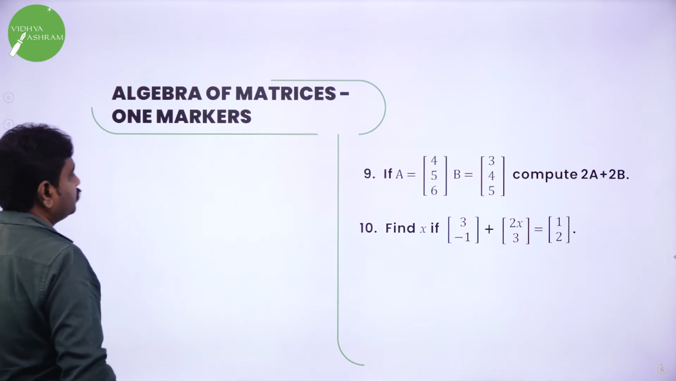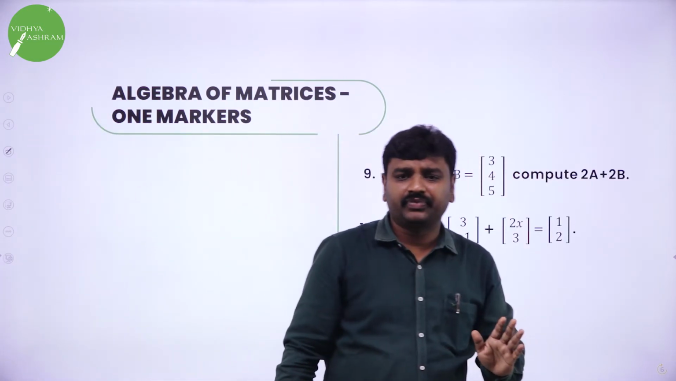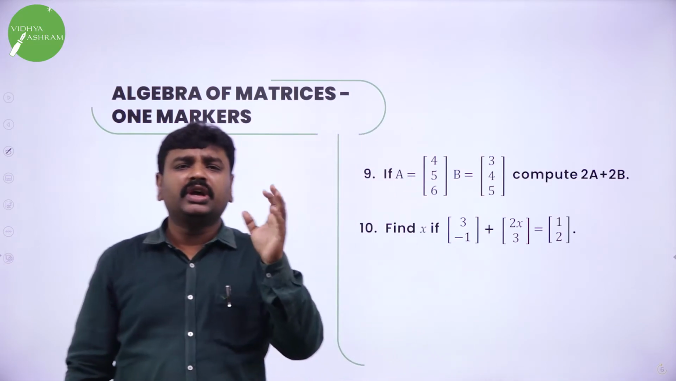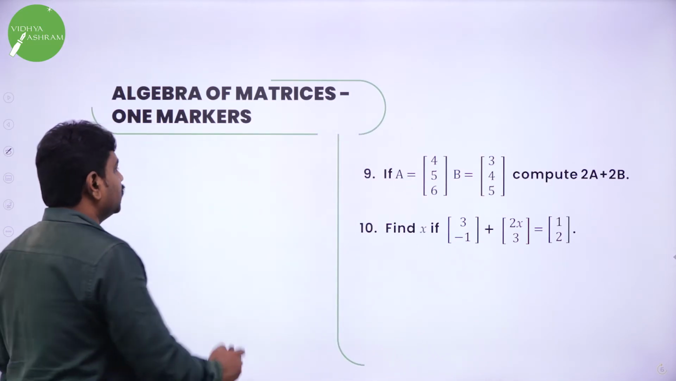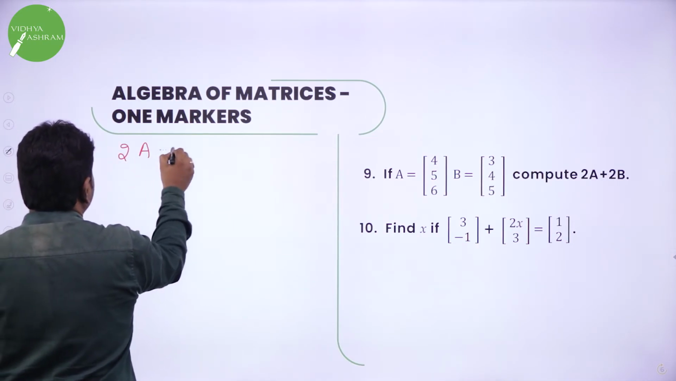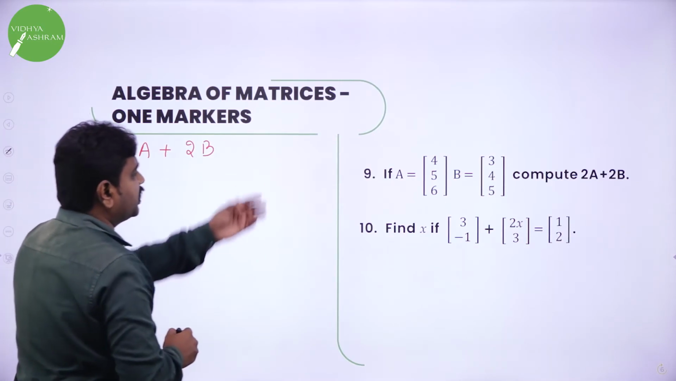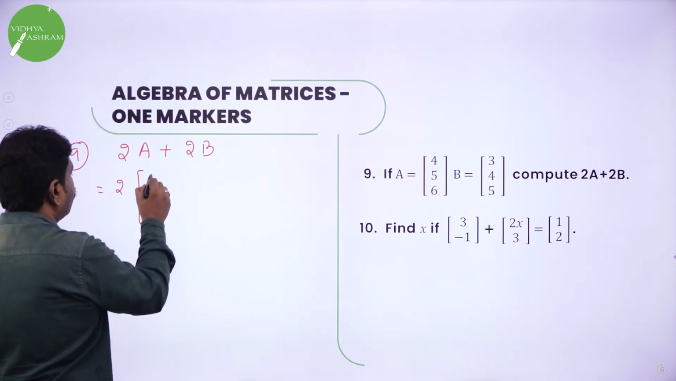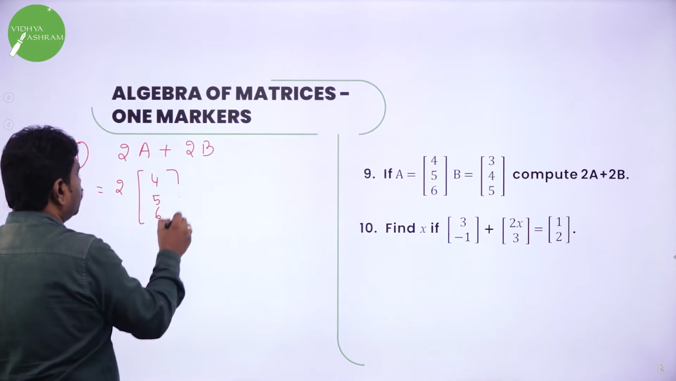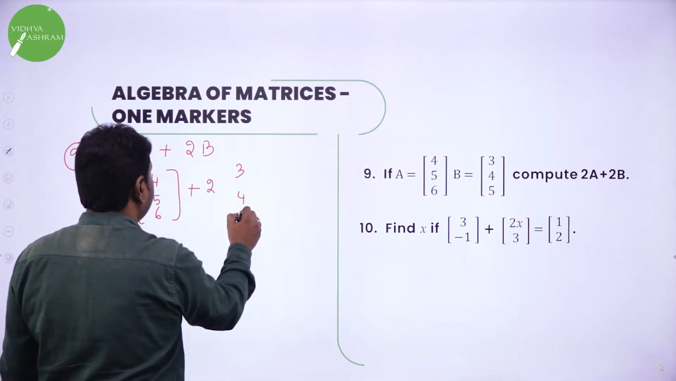Next, they gave A, they gave B, and they want 2A plus 2B. 2A means what? Scalar multiplication. So now, the ninth problem, they want you to find 2A plus 2B. So 2A plus 2B is equal to 2 times matrix A. What is matrix A? The column matrix 4, 5, 6, and 2B. What is matrix B? That is also a column matrix, 3, 4, 5.